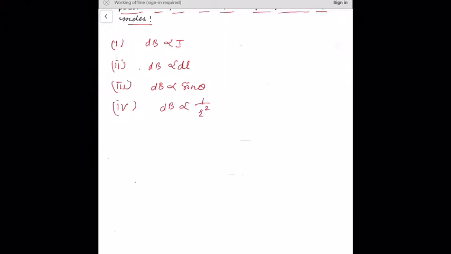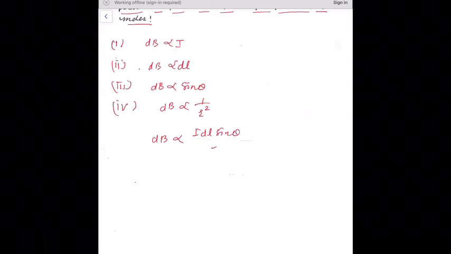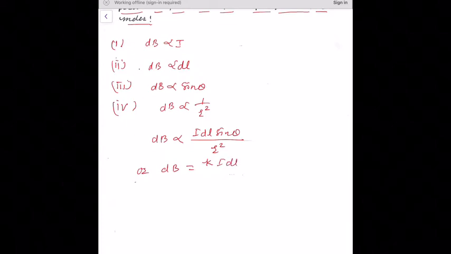So combining all these four factors, we get dB is proportional to I dl sin theta upon r square, or we can write dB is equal to k I dl sin theta upon r square.